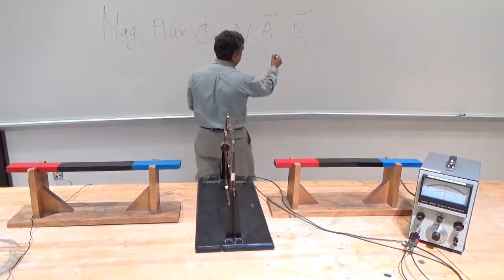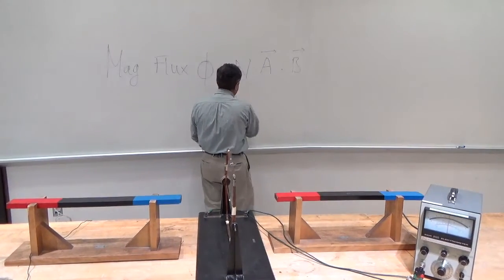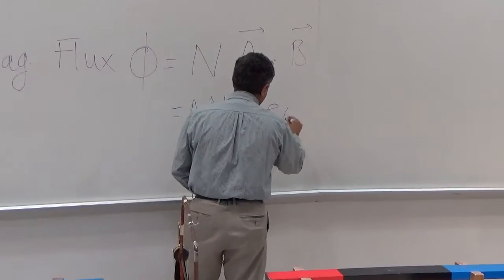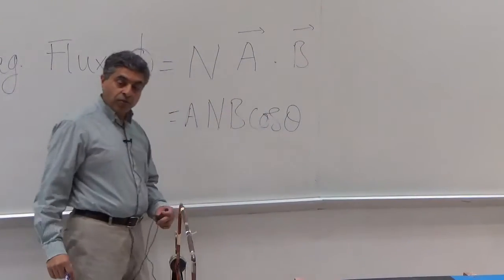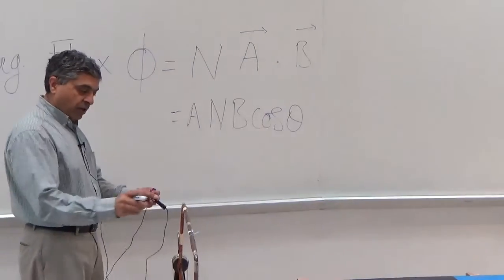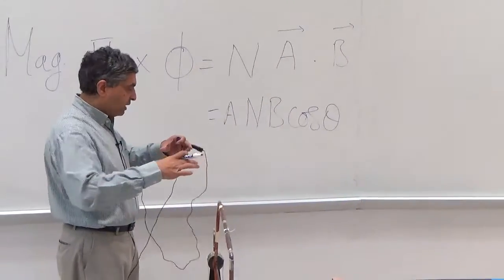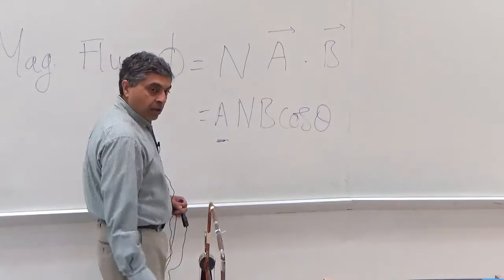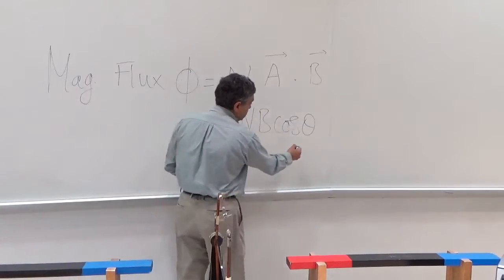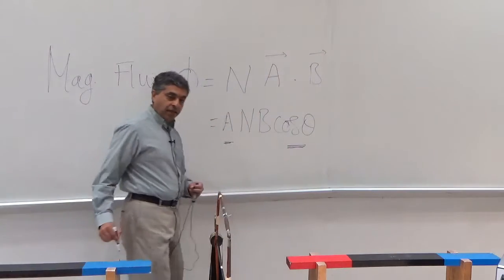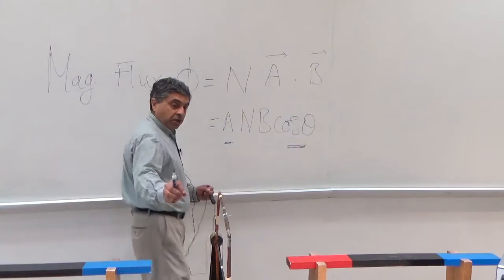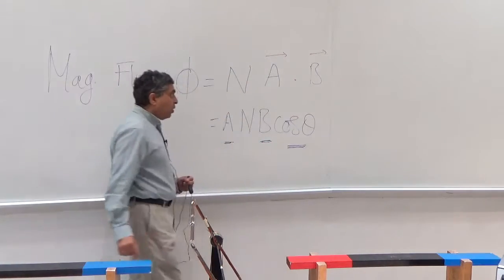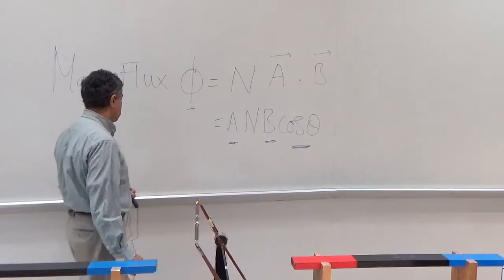So this is a dot product here, so N times B times A times the cosine of the angle. In one of the demos that we used, where I was sliding the ruler on a rectangular loop, I was changing the area. You can also change the cosine theta, which is, you can rotate this. You can change the magnetic field. All three ways you can change flux.